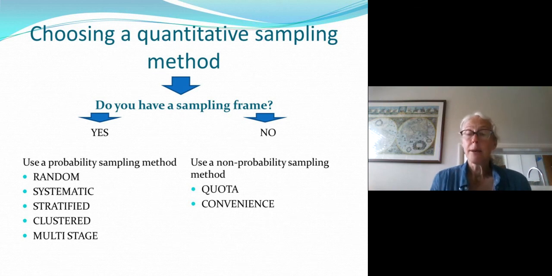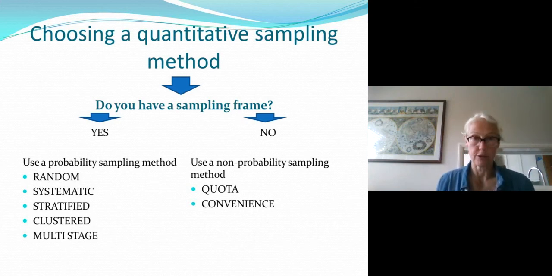Most of you are not going to have a sampling frame, and therefore you're going to use a non-probability sampling method like quota or convenience sampling. Now, bear in mind that if you do use convenience sampling, you still want to try to get this to be as representative as possible. So do think how you're going about doing this, because it can be a weakness in quantitative studies that are undertaken by students.